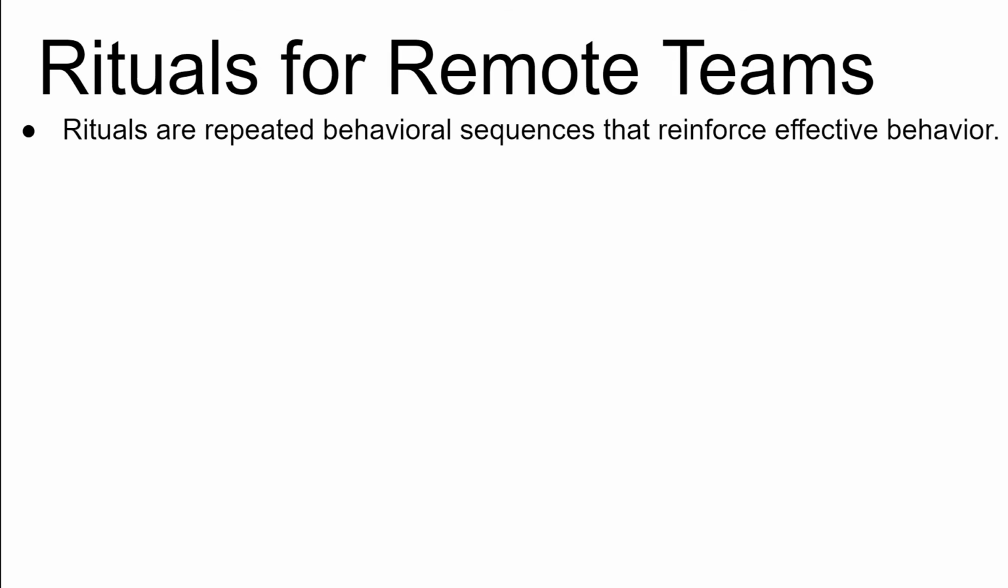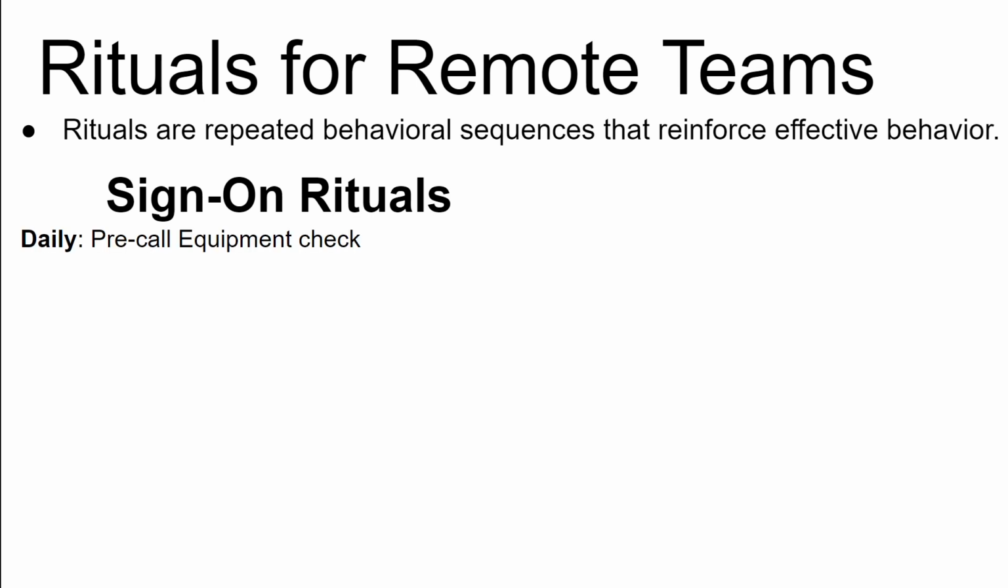The next thing we'll talk about are rituals in remote teams. Rituals are behavioral sequences that reinforce effective behavior. We're going to talk about 3 kinds of rituals: sign-on, sign-off, and check-in. First, sign-on rituals. We'll talk about sign-on rituals that occur at 3 different timescales: daily, weekly, and yearly.